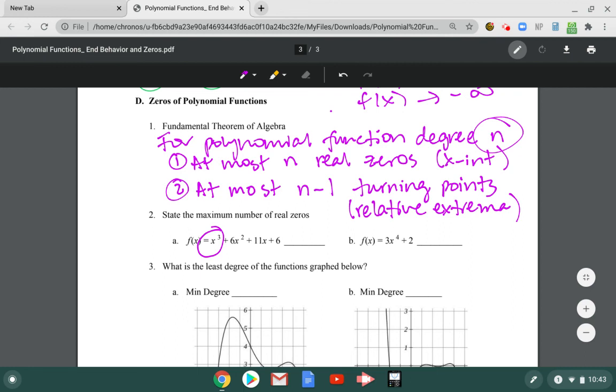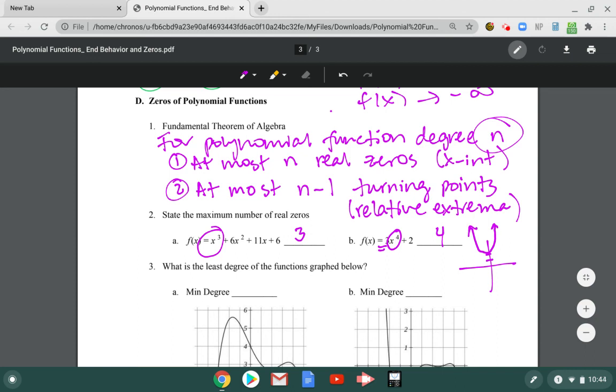So the maximum number of real zeros is 3. For part B, the maximum number of real zeros is 4. I'm going to go ahead and pick on 3x to the 4th plus 2. This one has some really nice transformations in it, which is why I chose it. I know that I'm going to get that x to the 4th graph stretched by a factor of 3, shifted up 2. So it's going to be pretty steep, kind of flat in the middle, right? I don't do a good job of that, but it's going to look like this.